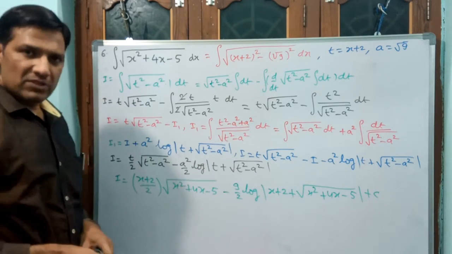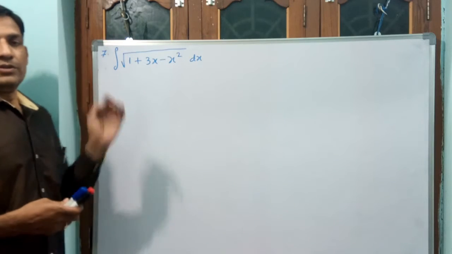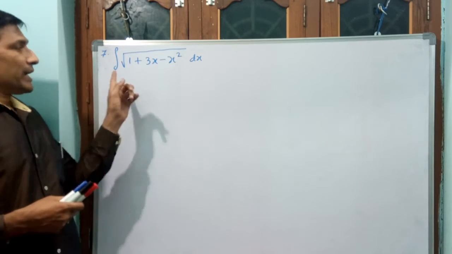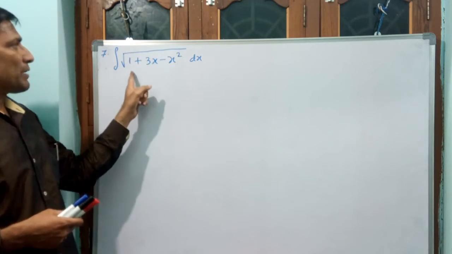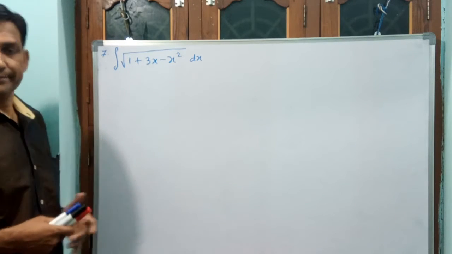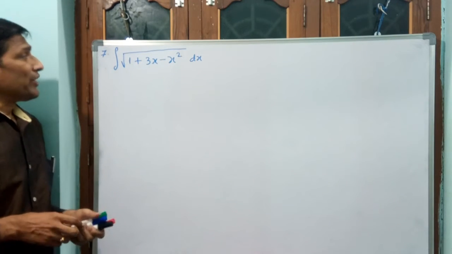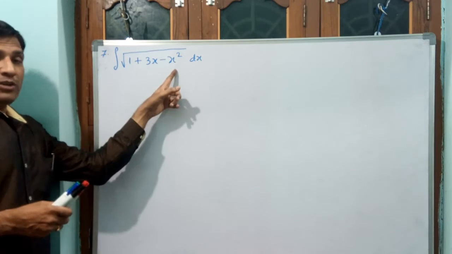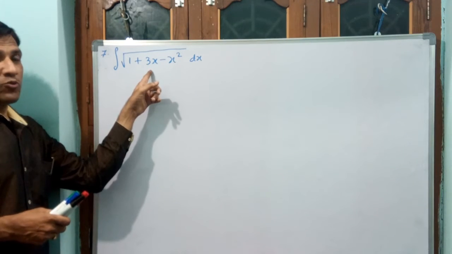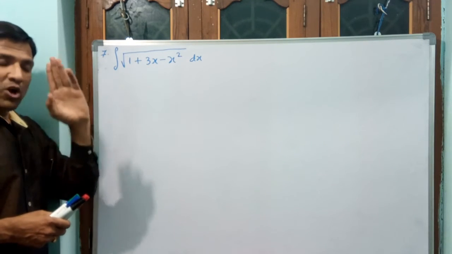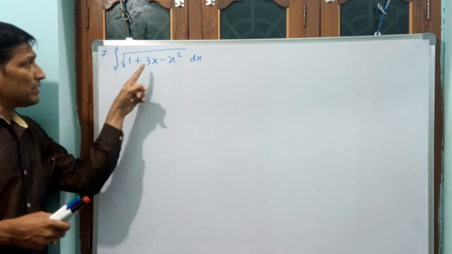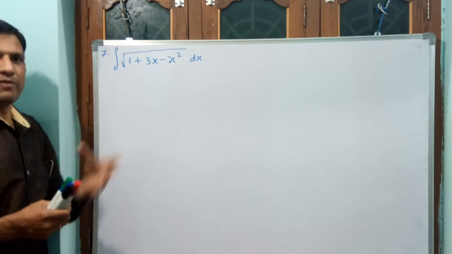Take this, we will go for the 7th question. Okay. See, question number 7: integral of square root of 1 plus 3x minus x square dx. See here, x square is okay, but 3x is there. 2abx comes, means automatically you have to keep in your mind that b will be 3 by 2, plus 3 by 2 or minus 3 by 2, we will see accordingly.